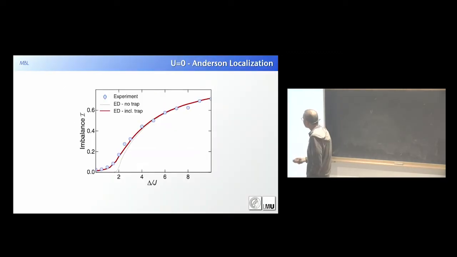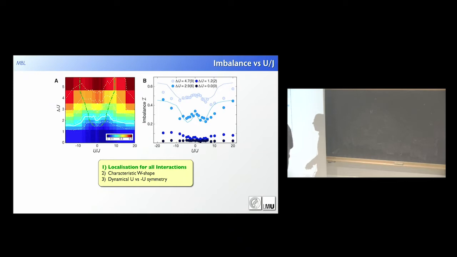Just to check for us, as a reference check, I always said the U equals 0 point is a good reference point for us to compare to. When we compare to the exact diagonalization results for our system, including the trap, we see that the imbalance we measure in the experiment for long evolution times in the non-interacting case follows the exact result very nicely. And that's again a good cross-check for us that we know what we're doing in the experiment. Now we add interactions to the system.